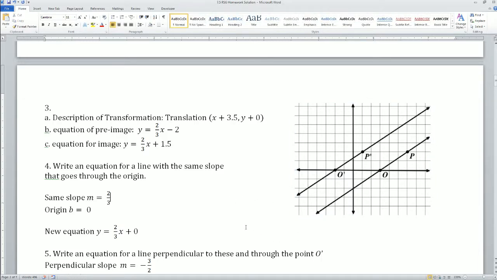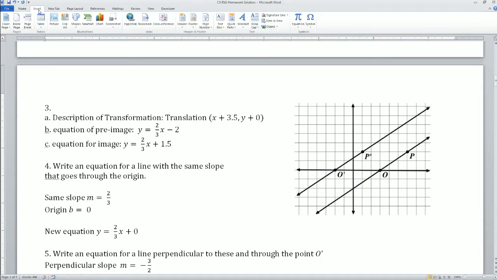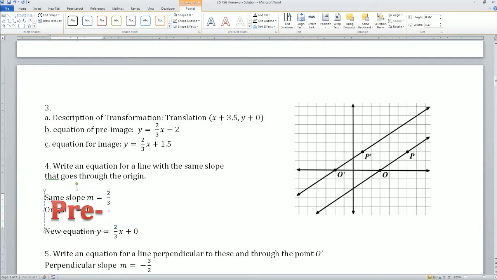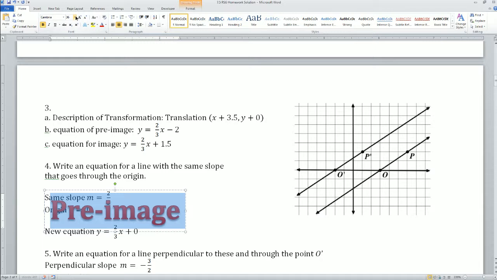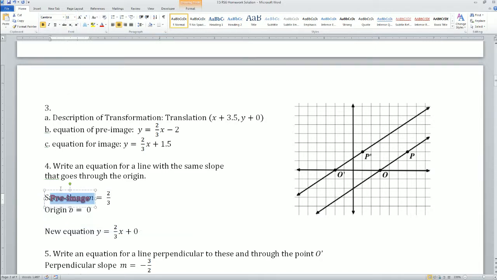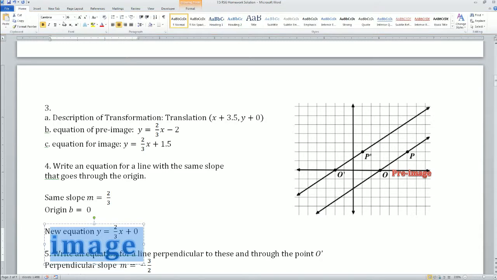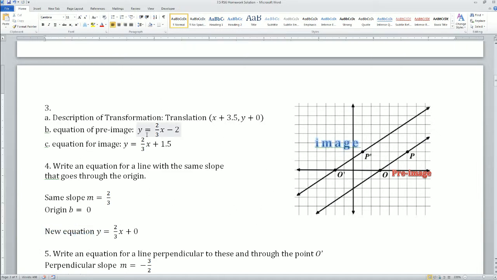This one is going to be hard because I have it on the side, so I can word art this if you want. The original is going to be in red. I'm going to call that the pre-image. The pre-image would be right here, because that is the P and O. There's no prime. Then the new one would be word art blue. Let's make that the image. And that is the new one right there. That's the image. In that process, describe the translation.